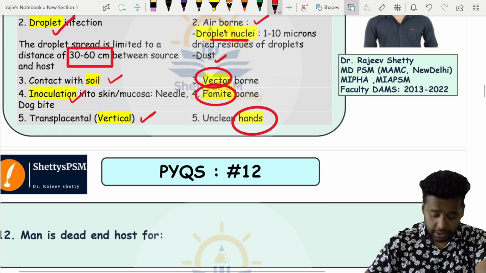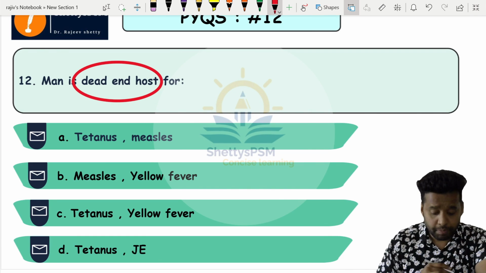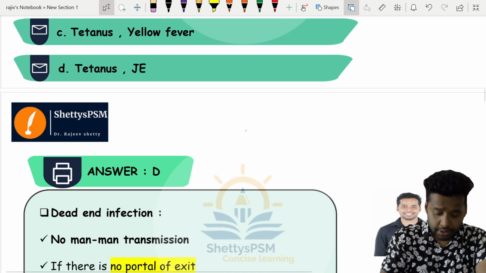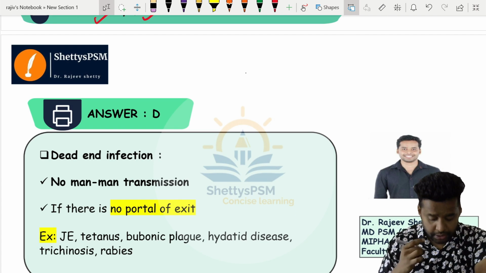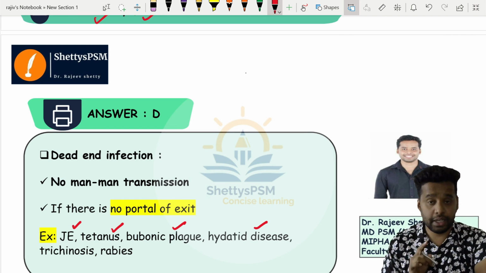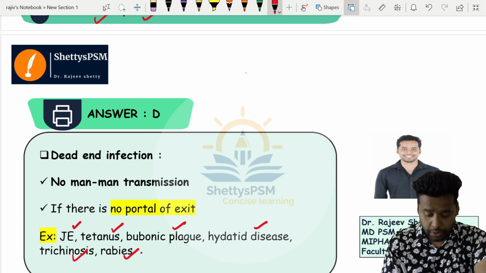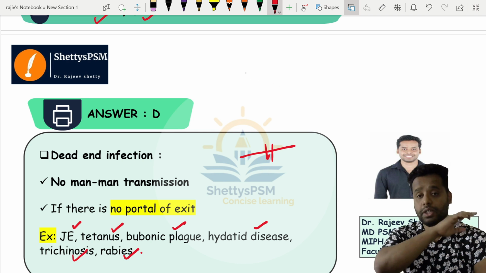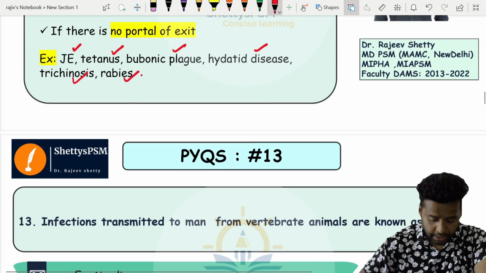Airborne transmission. Man is a dead end host for which disease? The answer is tetanus and Japanese encephalitis, where there is no further transmission, like Japanese encephalitis, tetanus, bubonic plague, hydatid disease, trichinosis and rabies. Why is there no further transmission? Because there is no further route of exit, there is no portal of exit. These infections are called dead end infections.